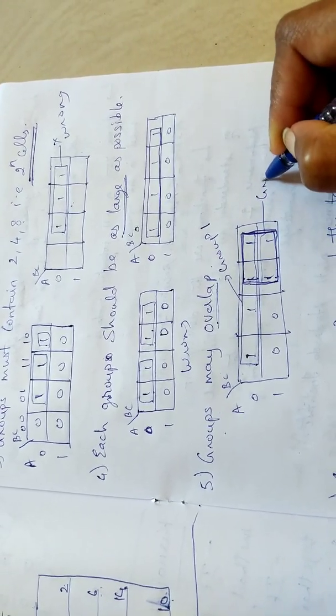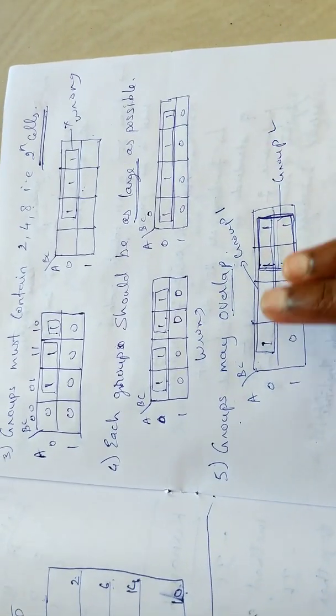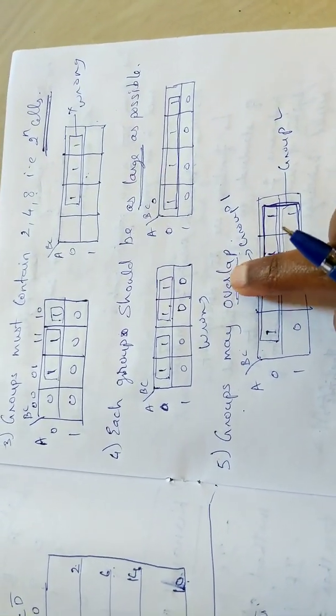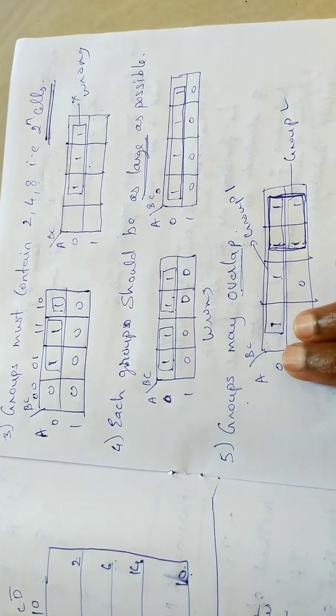This is my group 2. In this way, you are able to overlap if there are possibilities. Possibilities are that you can overlap. That is the meaning of overlap. The fifth rule is correct. Play with this. So these are your overlaps.